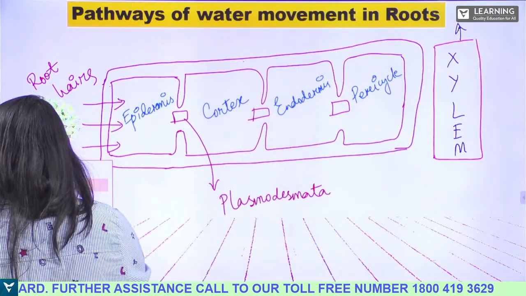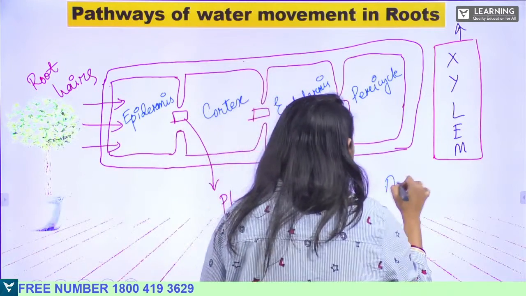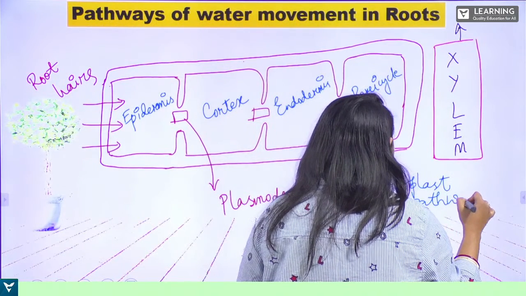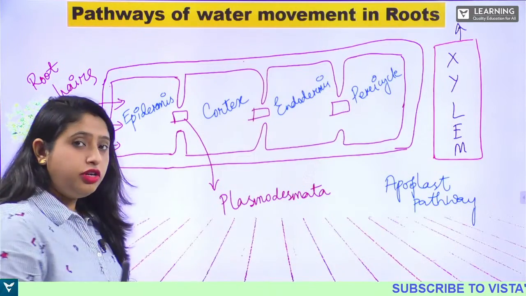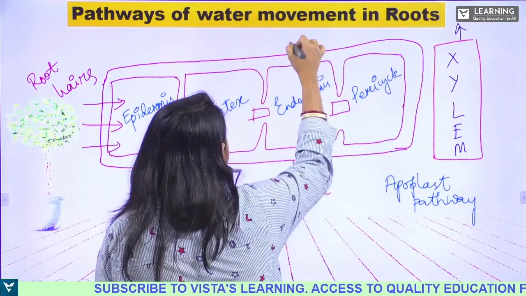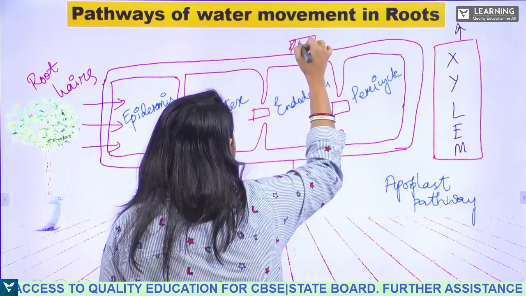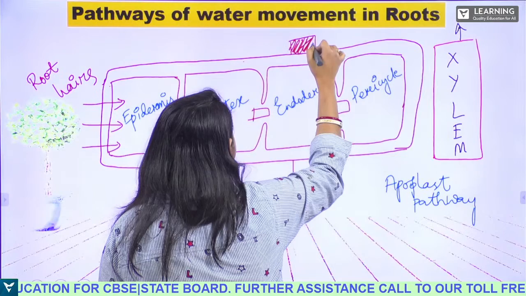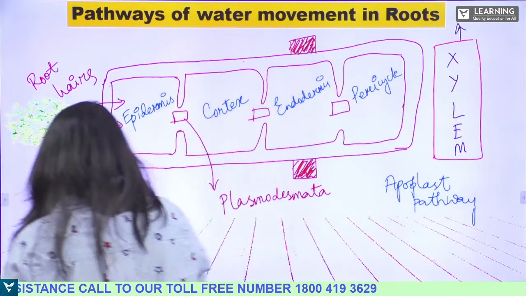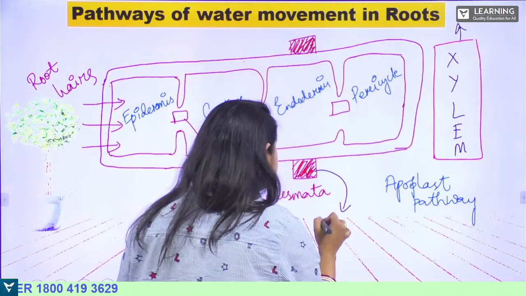Now see what happens in the Apoplast pathway. Here, remember, in the endodermis layer they have got one strip. That strip is known as the Casparian strip. So in the roots, the endodermis layer has one strip, and that strip is known as the Casparian strip.